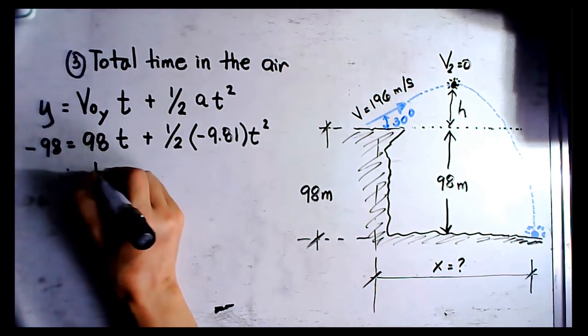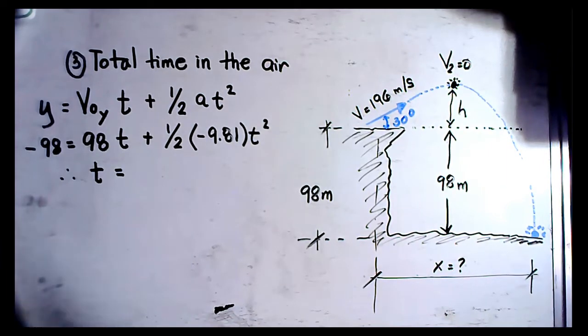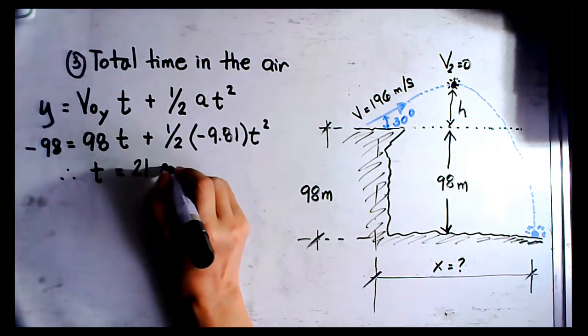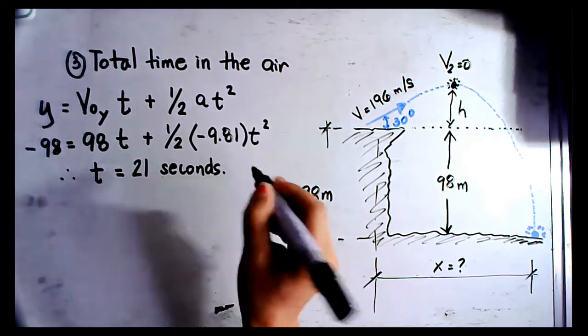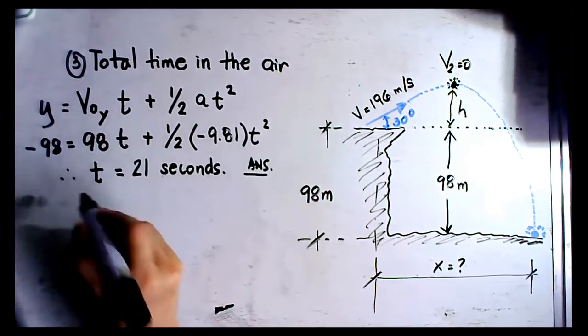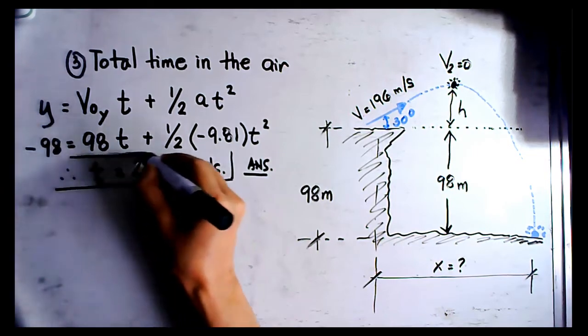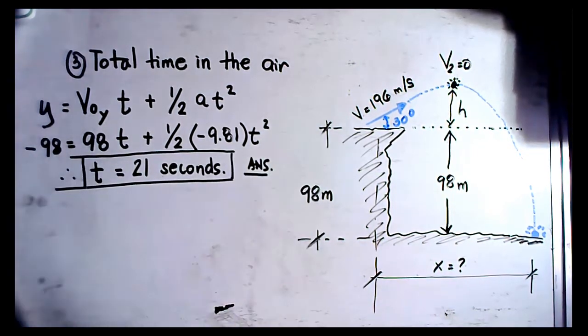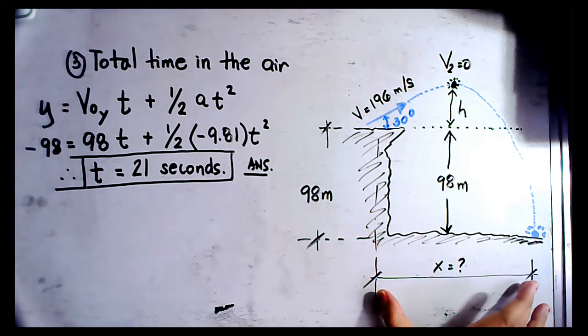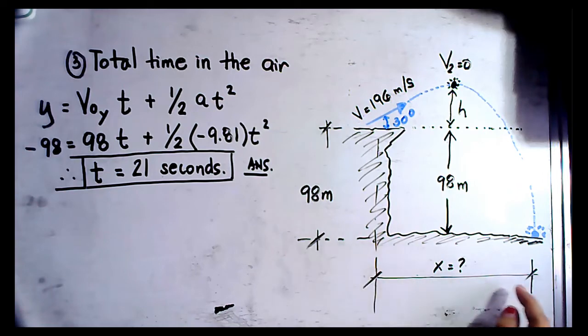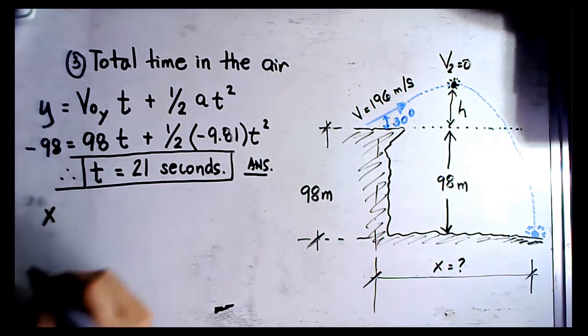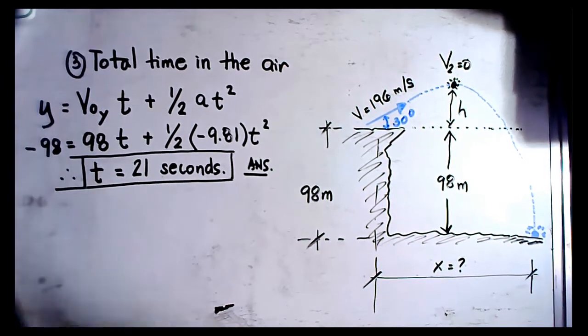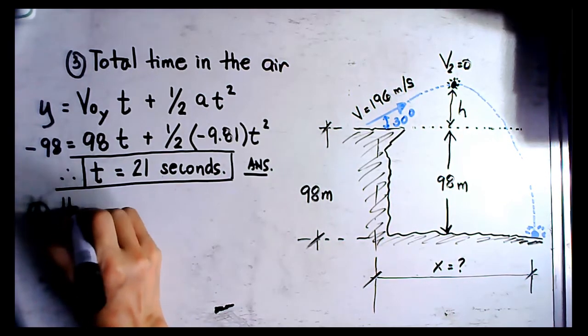And that means we will be able to determine the value for the time, which is equal to 21 seconds. So this is our answer for question number 3. That is the total time it would take for the projectile to be in the air. And the last question is the value for x, which is the horizontal range of the projectile. So let's use the formula for the horizontal range as our formula to answer question number 4.